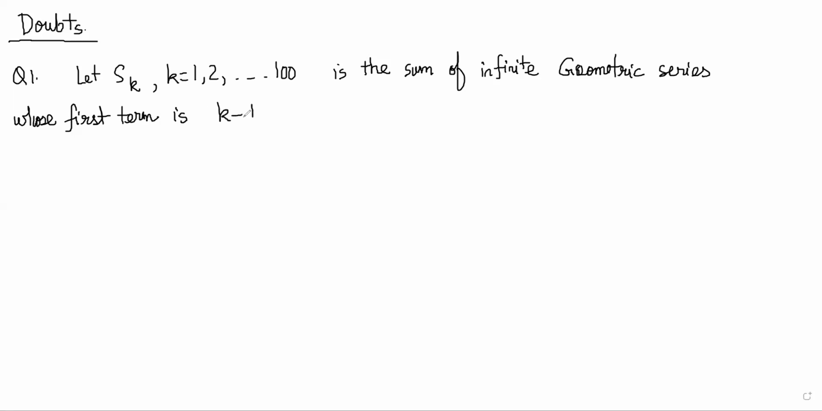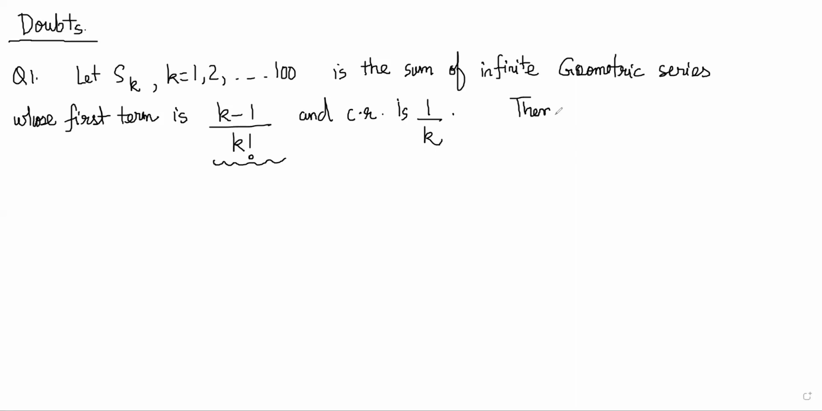Sure. Just check in the book properly, because in the image it is not clear. First term is this, and common ratio is 1 by k. Can you see, is this the first term? Yes, sir. It's k minus 1 by k factorial.